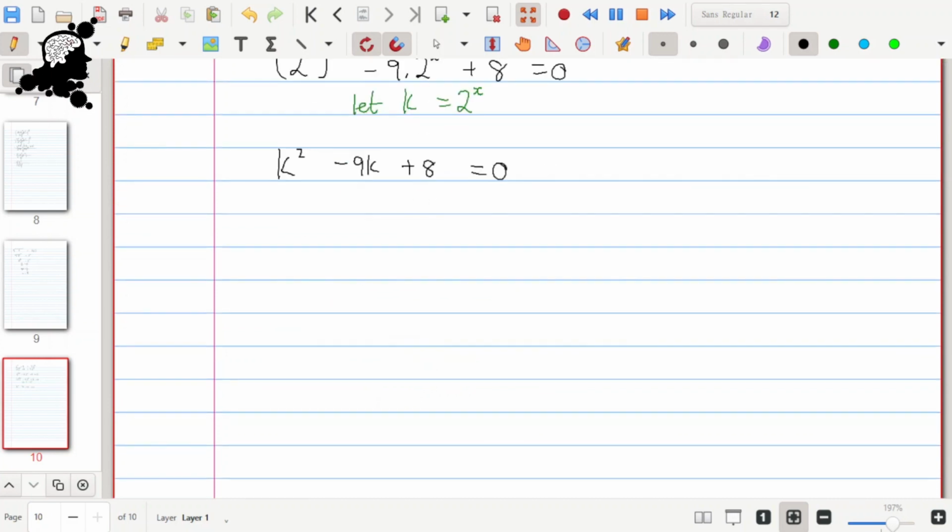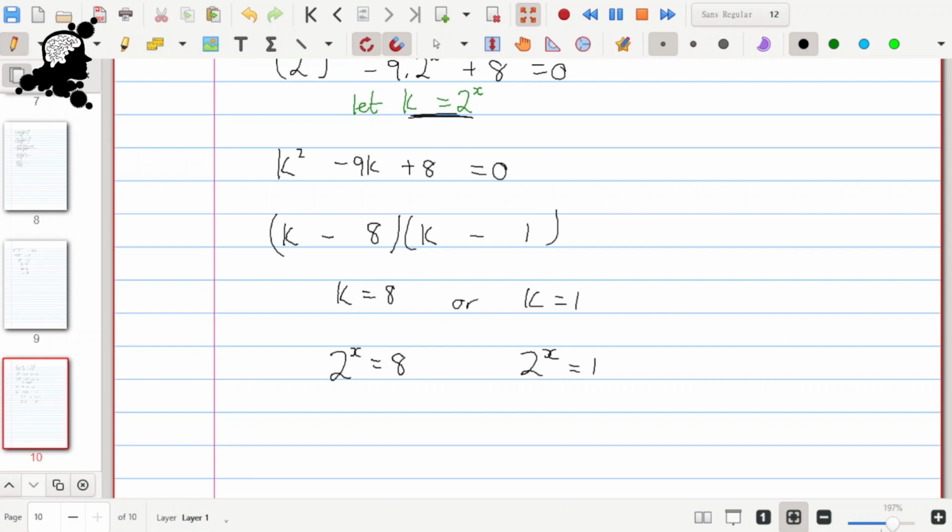At this point, we can go ahead and factorize. So we've got two brackets. This is k, this is k. The last term is positive, so we've got the same signs in the brackets. Because the middle term is negative, I will have two negative signs. For factors of 8, I can use 8 and 1. I will then have k is equal to 8 or k is equal to 1. But remember what we said, k is 2 to the power x. So I'm going to say here 2 to the power x is equal to 8 and 2 to the power x is equal to 1.